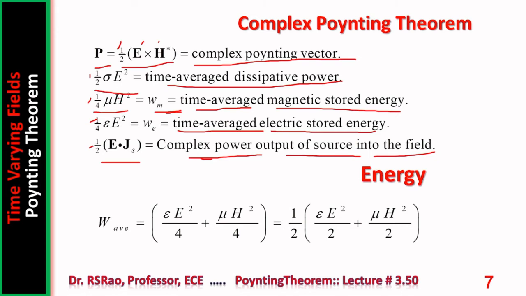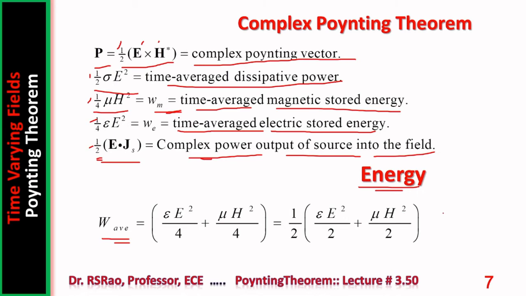Already 1/2 exists. Energy density in the magnetic field is half mu H square. Already 1/2 is there. Another half is due to H being a phasor. Similarly, here also 1/4 epsilon E square. You can understand why it is 1/4, why it is half here. Now, energy in the field from Poynting theorem only. From the statement, one can understand it is epsilon E square by 4 plus mu H square by 4, which is equal to half of epsilon E square by 2 plus mu H square by 2.